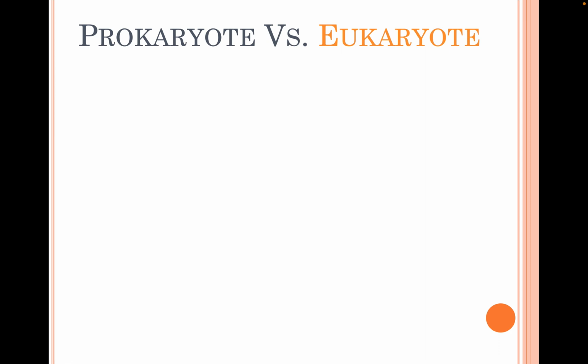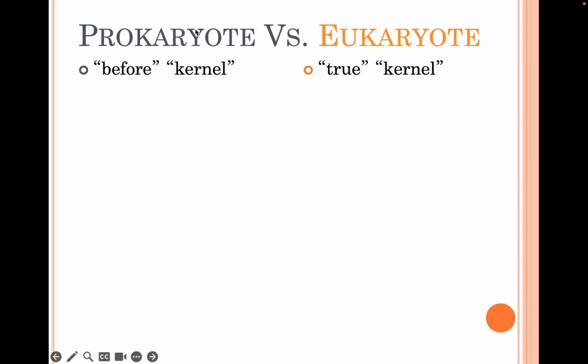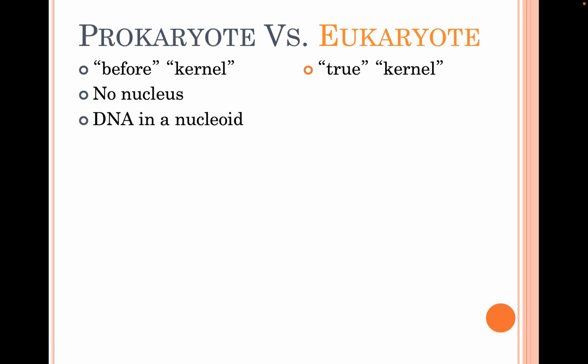So let's compare prokaryotic to eukaryotic cells. Prokaryote, the prefix pro means before. Karyote means kernel, so before kernel. And you can kind of think of a cell as like a kernel of life, right? The prefix eu means true. So eukaryotic would be a true kernel. Prokaryotic cells have no nucleus. They just have that clump of DNA in the middle called a nucleoid.